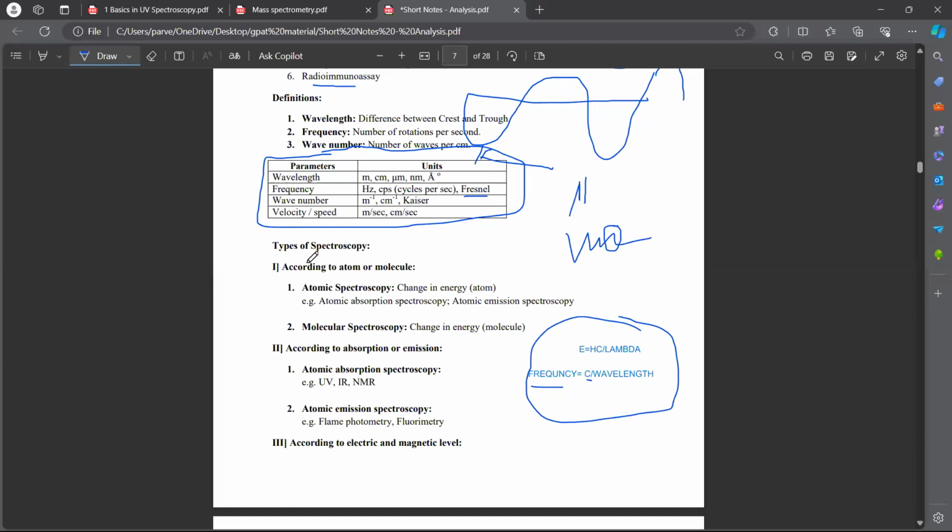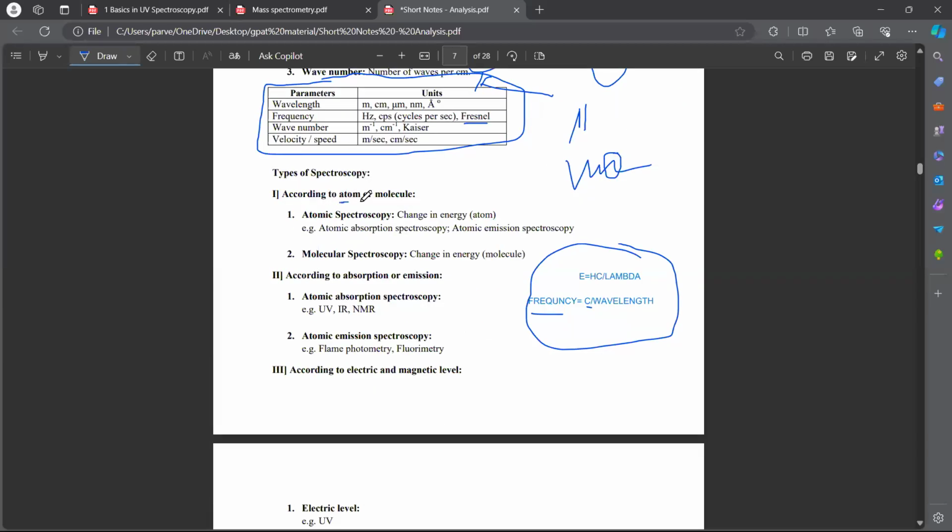So basically, based upon which constituent in a molecule interacts with the wave, different spectroscopies have been classified. The first one is according to the atom or molecule. The first is atomic spectroscopy, in which there is a change in the energy of an atom. Examples are atomic absorption spectroscopy and atomic emission spectroscopy. In atomic absorption spectroscopy, we determine the absorbance, and in atomic emission spectroscopy, the amount of electromagnetic radiation emitted from the atom is measured, and each and every atom has a different emission spectrum.